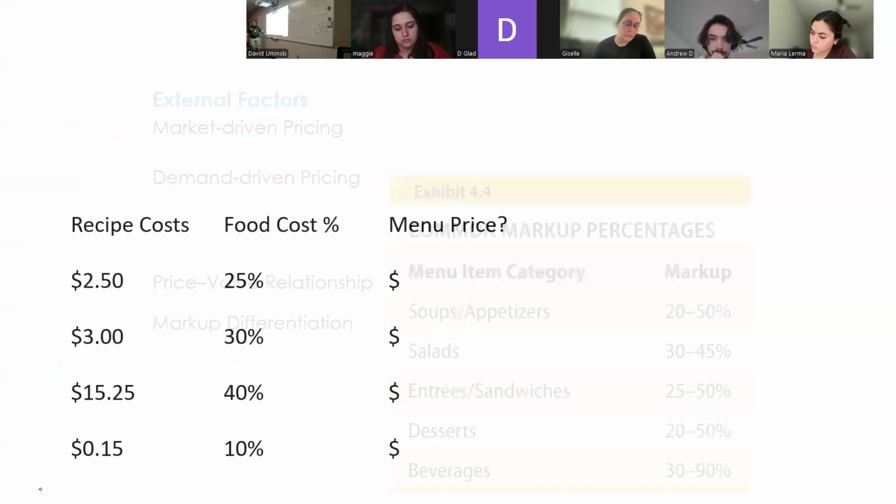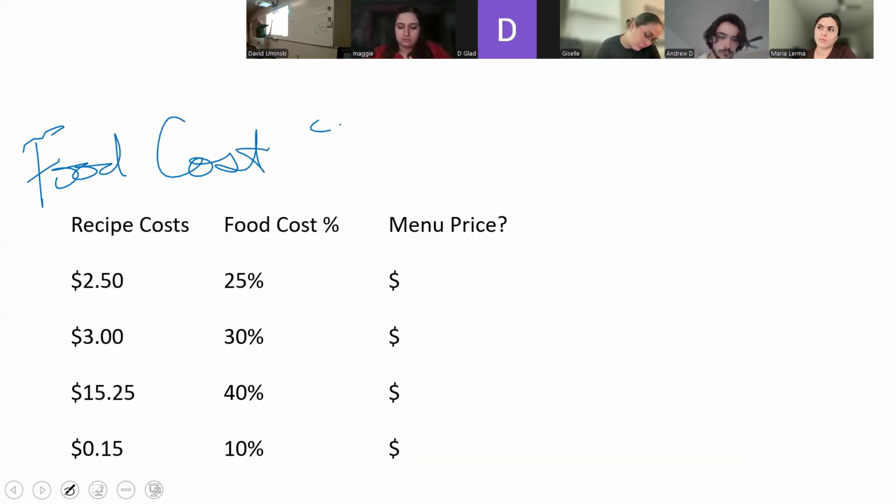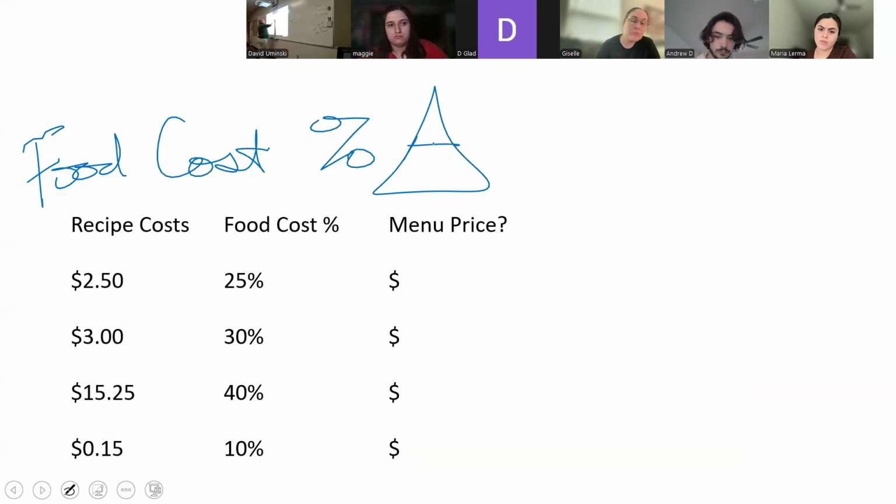Those are the four external factors. We have four different ways that we're going to price out our menus and our recipes. The first way is our food cost percentage. What tool do we use for the food cost percentage method? Triangle, right? We use our triangle. We can figure it out based on the food cost percentage that's given, how much it costs us to make it. We can find out what our selling price should be.